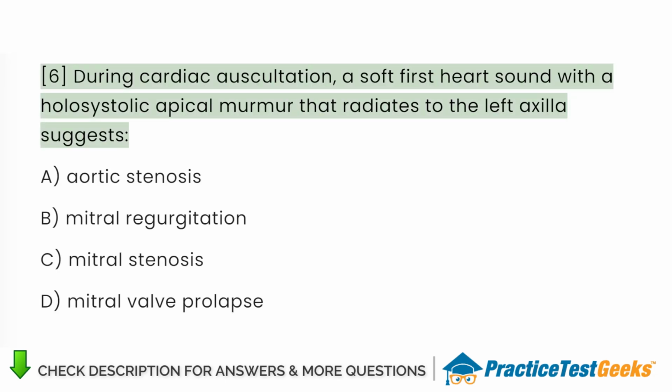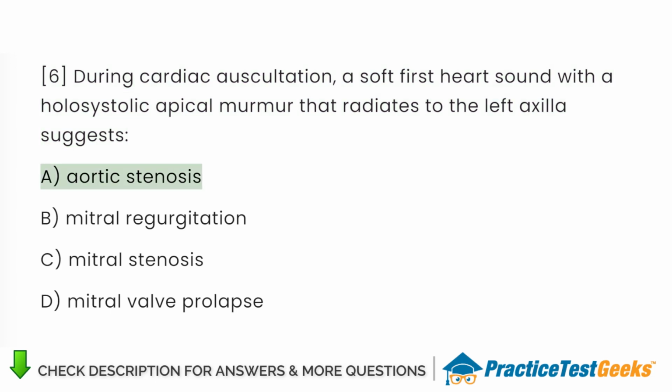During cardiac auscultation, a soft first heart sound with a holosystolic apical murmur that radiates to the left axilla suggests: A. Aortic stenosis. B. Mitral regurgitation. C. Mitral stenosis. D. Mitral valve prolapse.